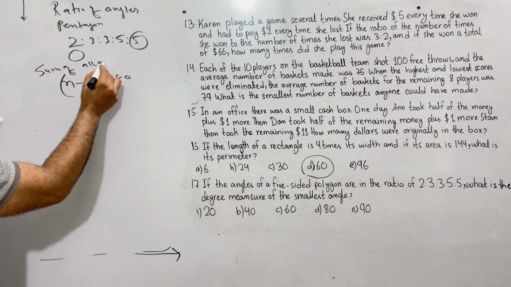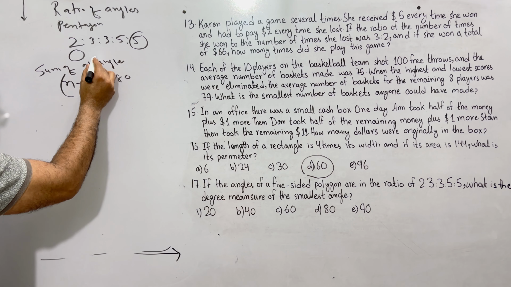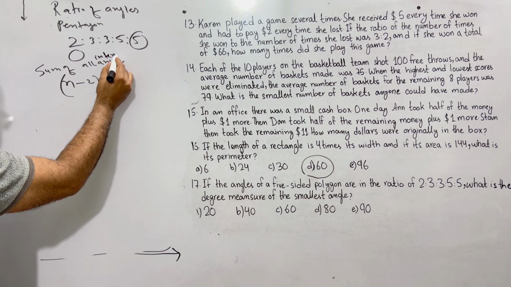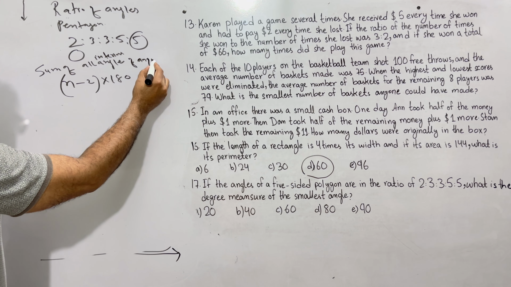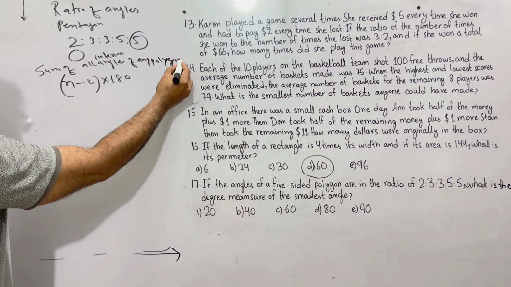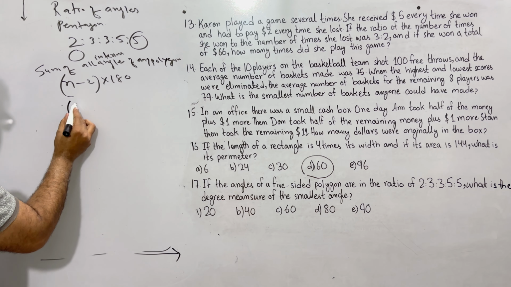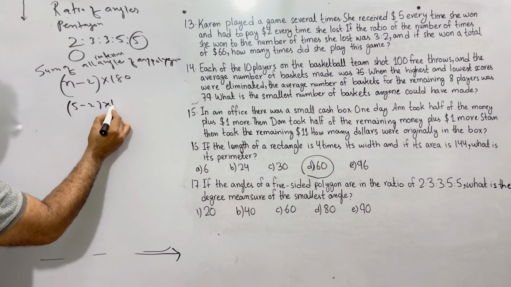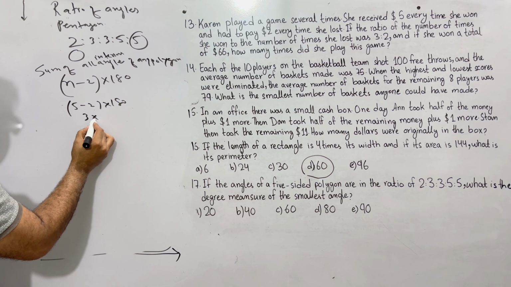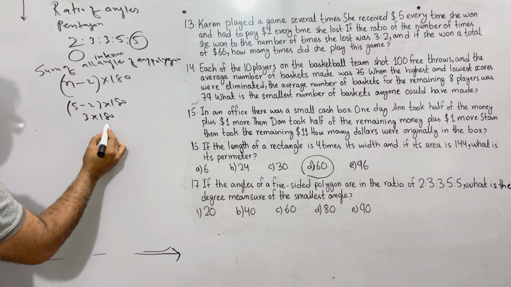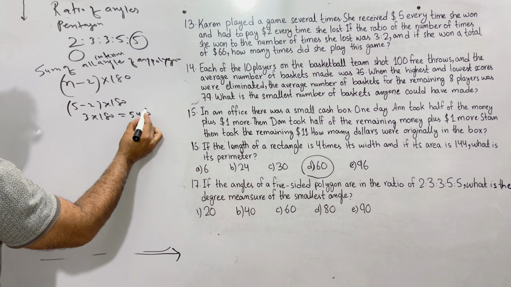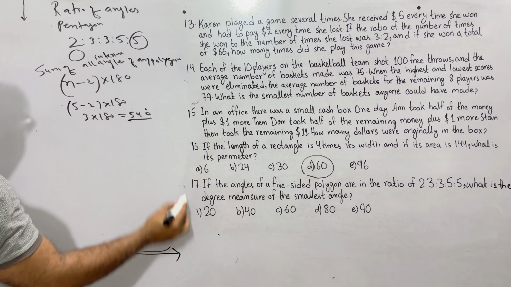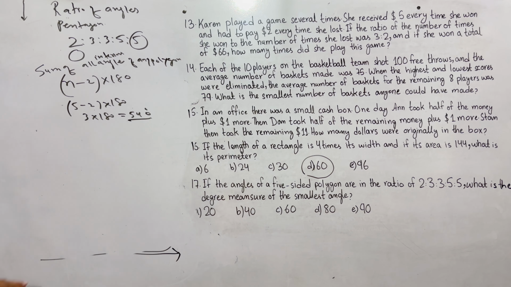Sum of all interior angles of any polygon. Here, a five-sided pentagon, n is 5. 5 minus 2 times 180. It is 3 times 180. 3 times 180 is 540. So the sum of all angles of a pentagon is 540.